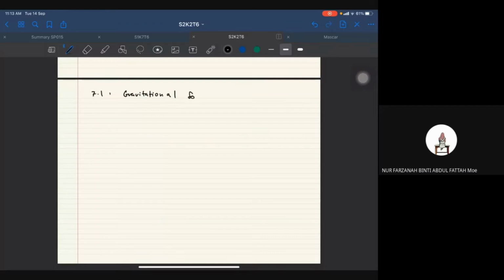Okay, so about 7.1, you learn about gravitation field strength, force and field strength. Okay, first of all, you guys need to understand about Newton's laws of gravitation.